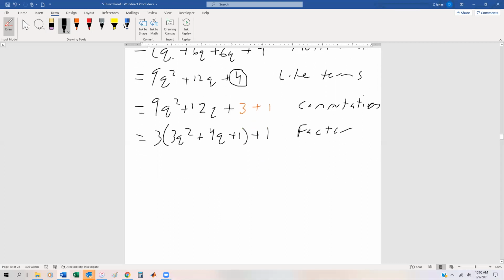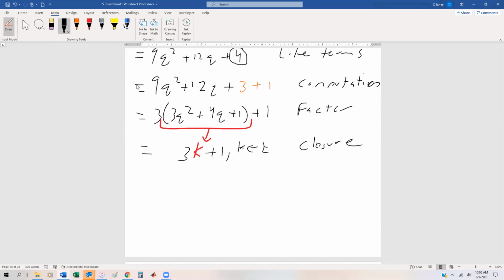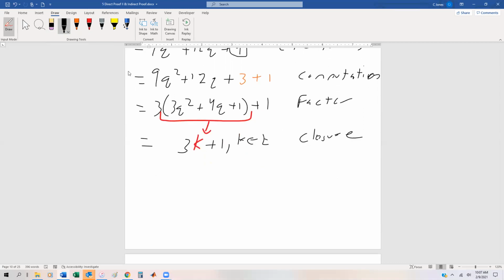And then finally, we can just rewrite this whole animal right here as p, or k in this case, because we need to fit the form 3k plus 1. And so that's going to be 3k plus 1, where k is an element of the integers. Right? And that's by closure. Right. And so we're done. So case 3 is valid. So thus, we could say n squared equals 3k plus 1, and case 3 is valid.